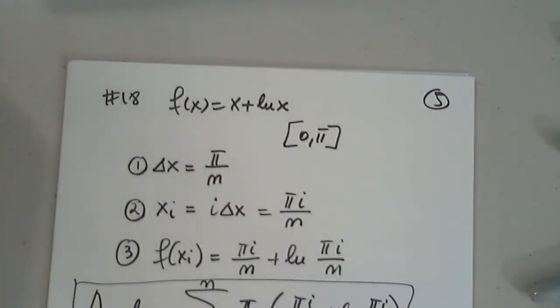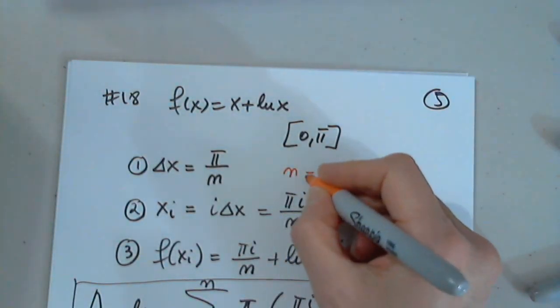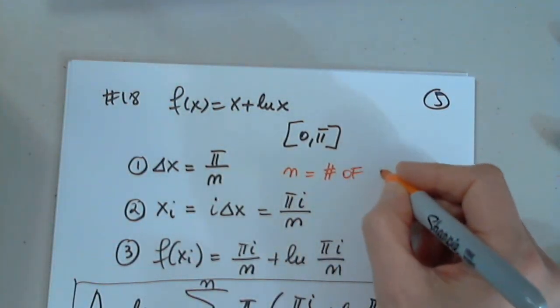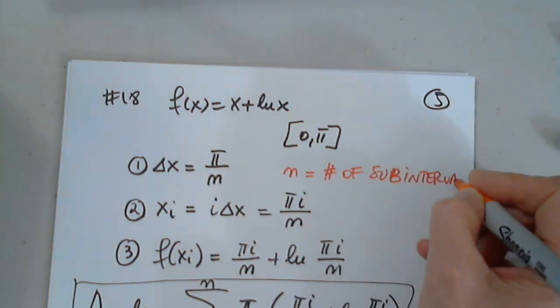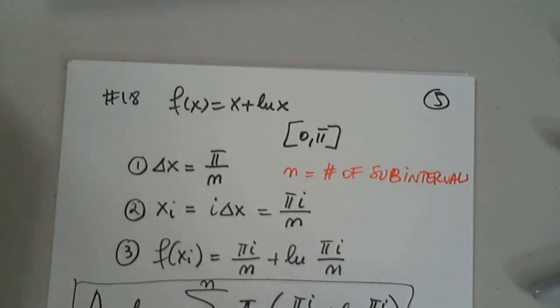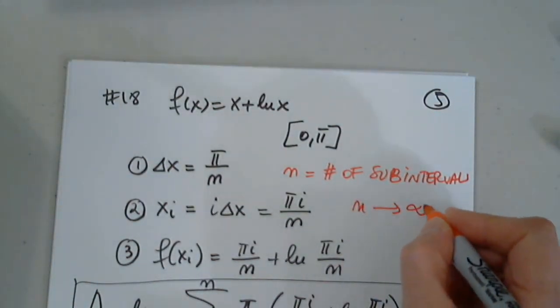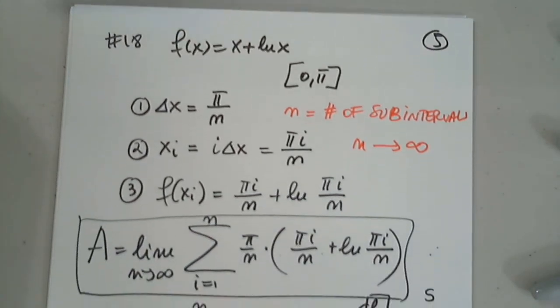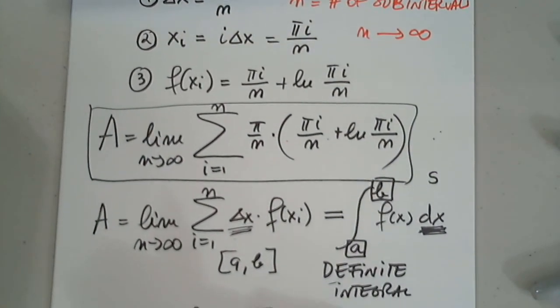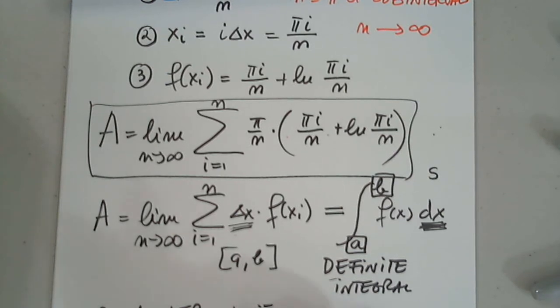Is that better? Yeah, n is not given to us. So think here, maybe it's not clear. n is the number of subintervals, and n will eventually approach infinity. Is that better now? Yes, it's better. Okay, perfect.